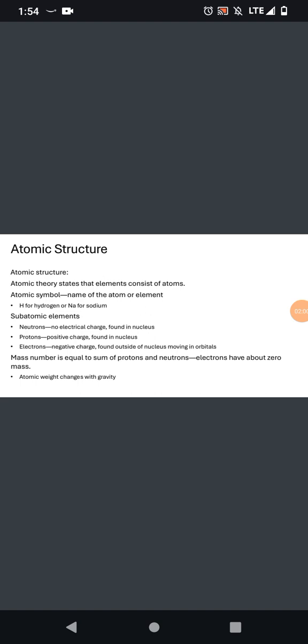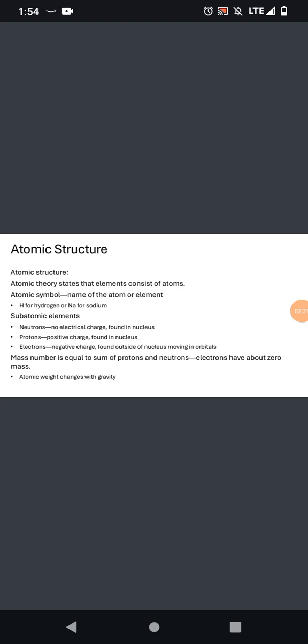Atomic structure. Atomic theory states that elements consist of atoms. Atomic symbol: the name of the atom or element, H for hydrogen or Na for sodium, for example. Subatomic particles: neutrons, protons, electrons.